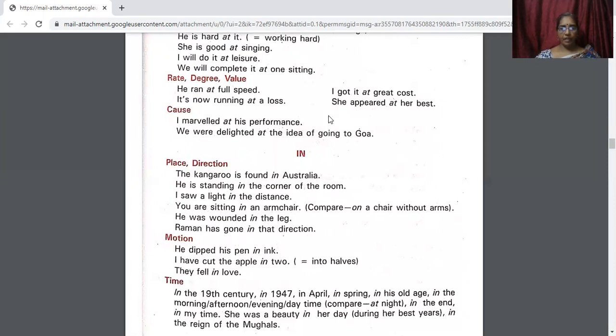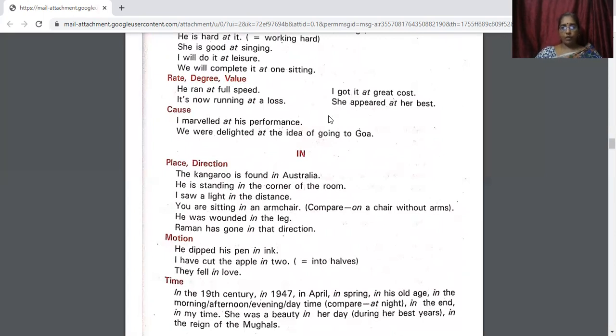He was wounded in the leg. Raman has gone in that direction. Now, when we show the motion, that time also, how we use in. He dipped his pen in ink. The movement is seen there. I have cut the apple in two, means two halves. They fell in love.